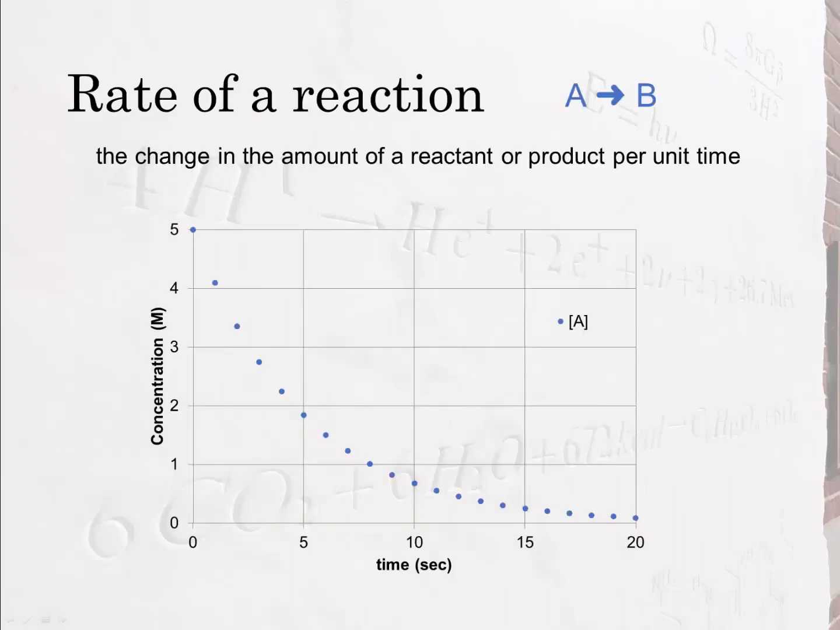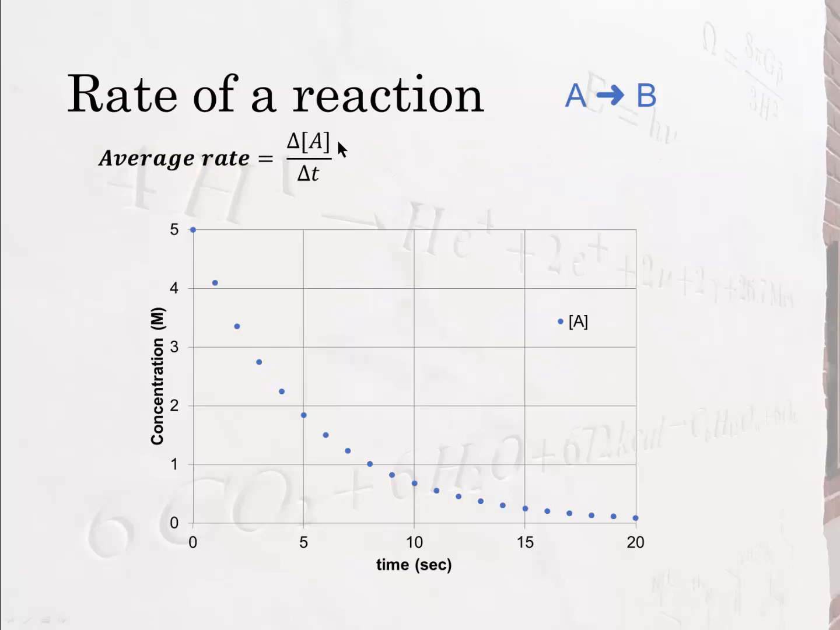A rate is a measure of how some property varies with time. The rate of a chemical reaction is the change in the amount of a reactant or product per unit time. Usually the amount is expressed as a concentration, and this plot shows how the concentration of A is decreasing with time in the generic reaction of molecule A turning into molecule B.